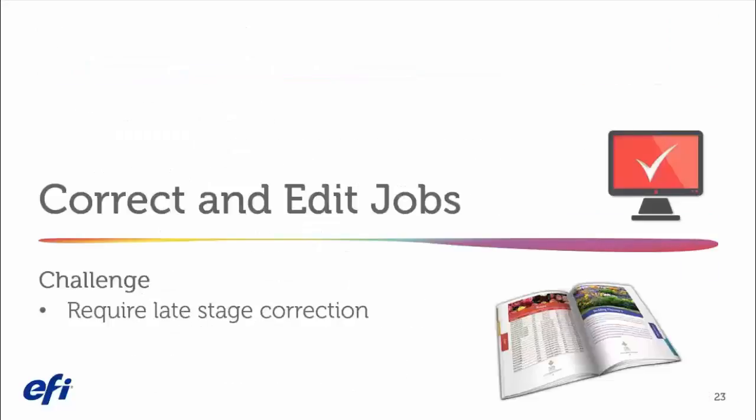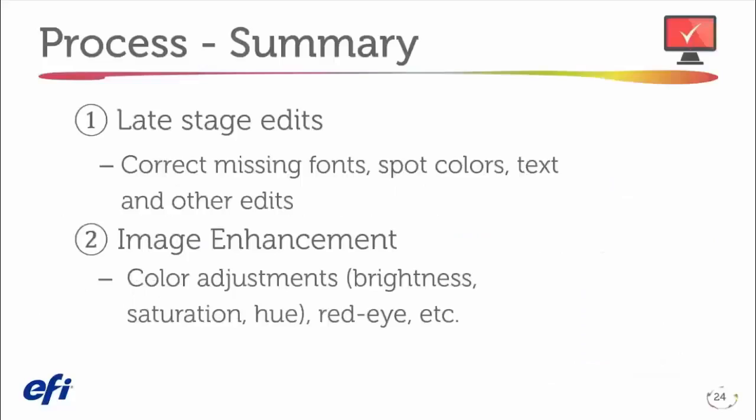All right, so next, let's look at how we correct some of these issues that we discovered with our pre-flight, post-flight, and image viewer. So we'll come back without having to go back to the original file. We'll start with some late-stage edits, correcting the missing font, replacing the spot colors with their Pantone equivalents that are installed on the Fiery server. And we can also look at a couple other edits that are available.